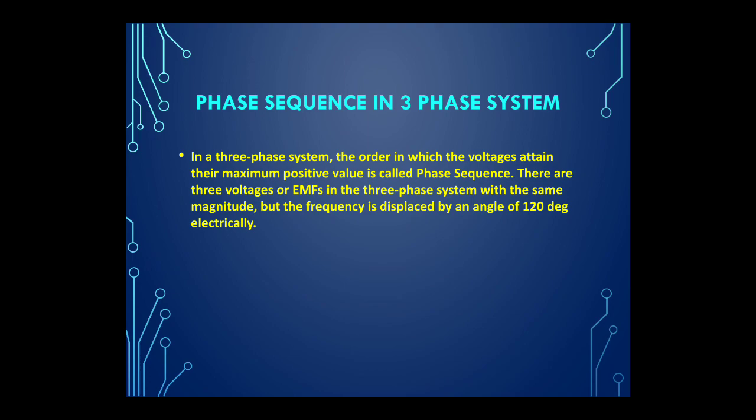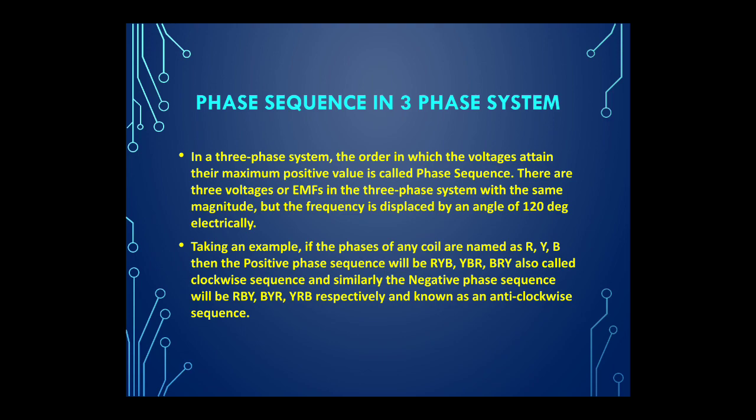There are three voltages or EMFs in a three-phase system with the same magnitude, but displaced by an angle of 120 degrees electrical. So the difference between the three peak voltages of a three-phase system is 120 degrees electrical.